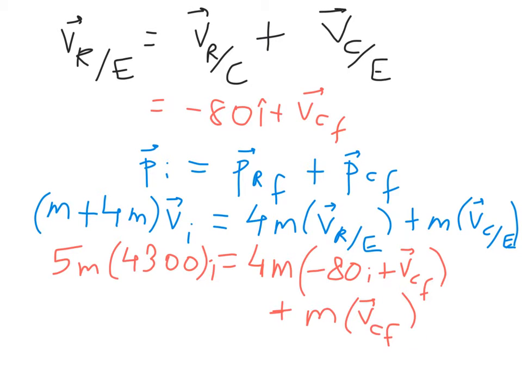Simplifying all this, we have 21,820 i-hat is equal to 5 times VC final. Notice I have cancelled out the m's. We can further solve this to get the final velocity of the command module with respect to the Earth in units of kilometers per hour. And that's the end of that problem.